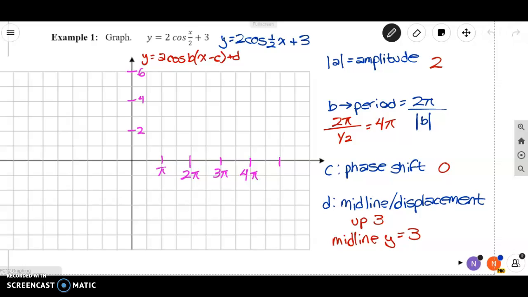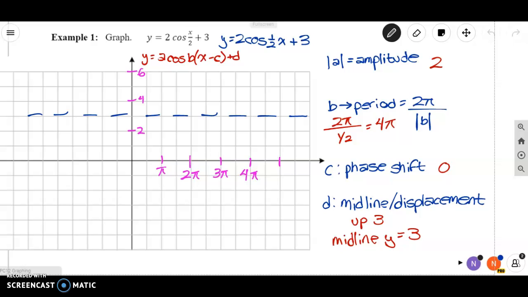The other thing I can do is sketch in my midline at a y value of 3. Again, it's not an asymptote, but we usually do use a dashed or dotted line just to indicate it's not the graph itself, but it's something that we use to draw the graph.